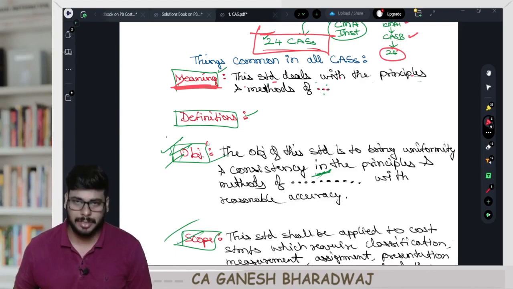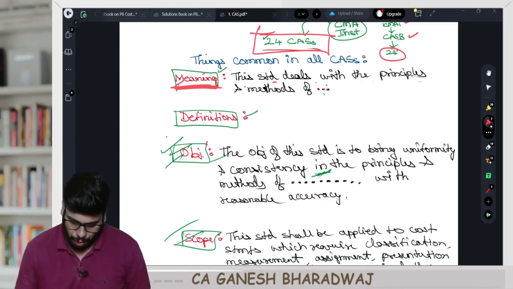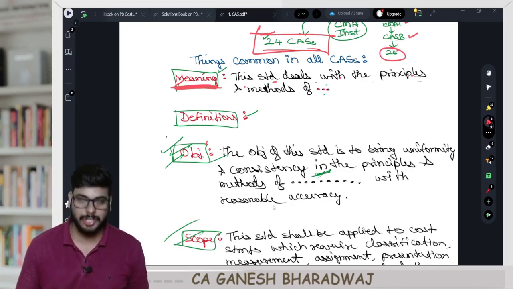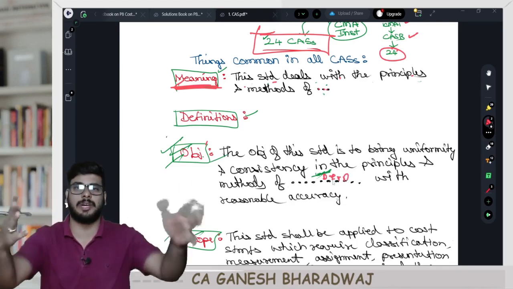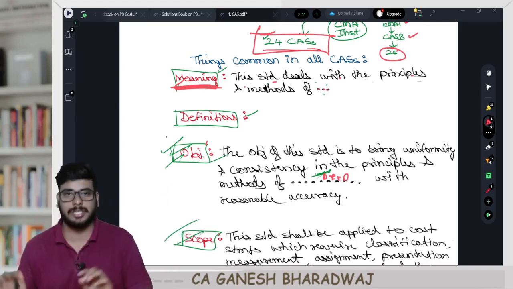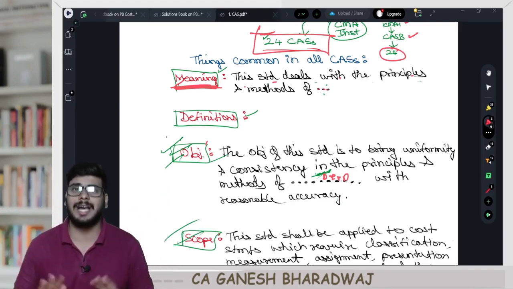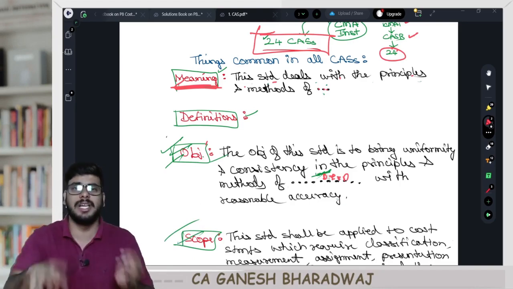Next, objectives. Simple, again everything is the same. The objective of this standard is to bring uniformity and consistency in the principles and methods of, write the name of the standard, direct expenses, right? With reasonable accuracy. Suppose we are talking about production overheads, write production overheads. If they are talking about direct material, instead of direct expense here you just write direct material. As simple as that. Whatever is the name of the standard, you write it here. Everything else is going to be the same.